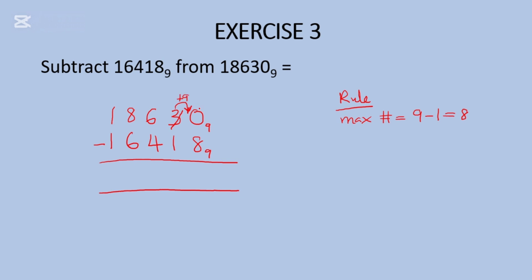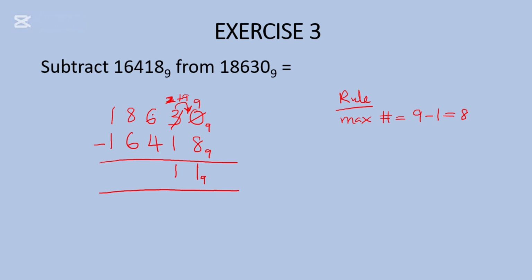So that is going to be 9. So this will not be 0 again, it will now be 9. 9 minus 8 is 1, and of course it has base 9. So this number that was 3 before now became 2 because I've taken 1 from it. So it's now 2. So 2 minus 1 is 1.